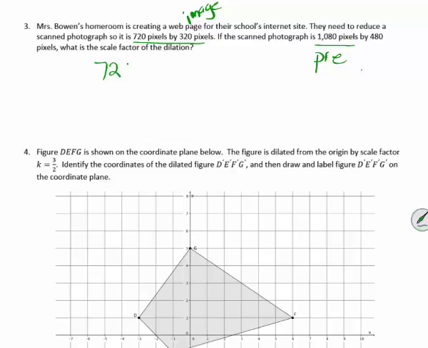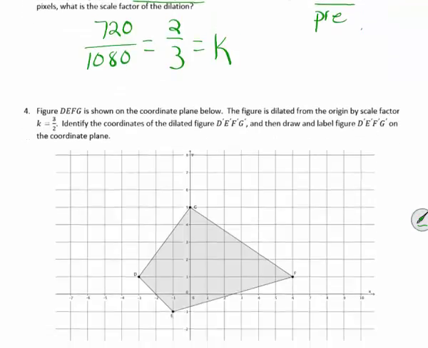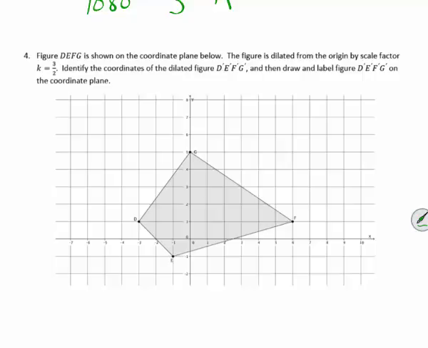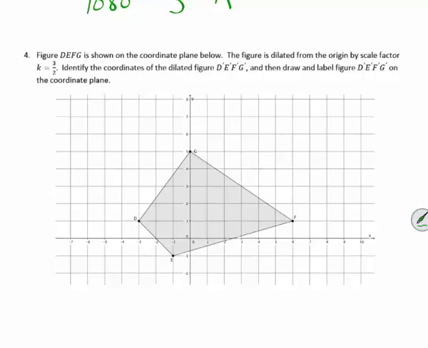So I'm going to do the 720 over the 1080. And if I reduce that, which again, you can be using your calculators to help you with this, it reduces to 2/3. So that is your scale factor. Okay, figure DEFG is shown on the coordinate plane below. The figure is dilated from the origin by a scale factor of 3/2. Identify the coordinates of the dilated figure and label it.